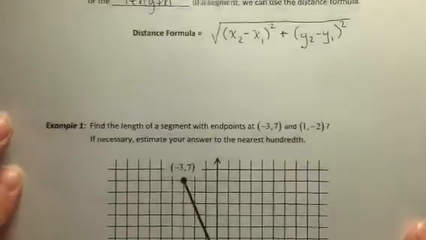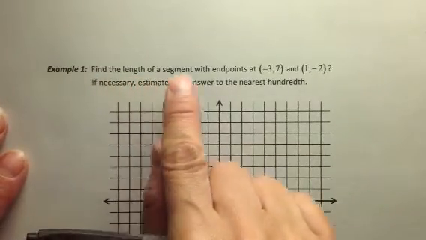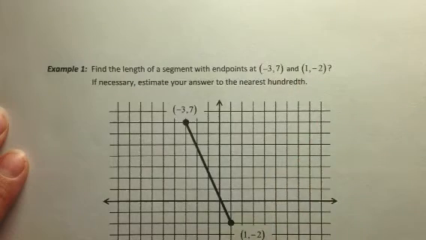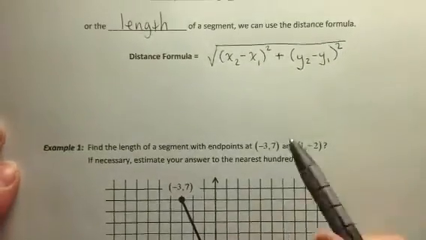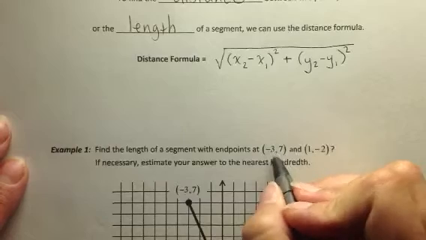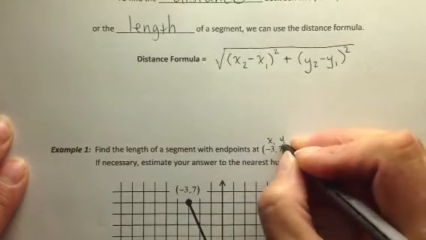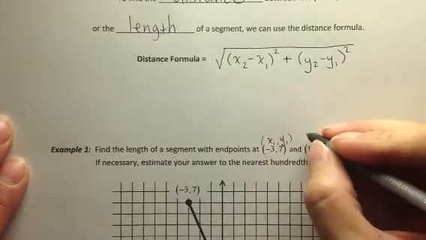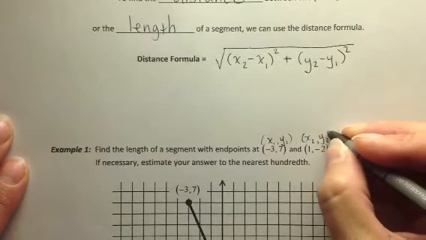So let's look down here at my 2 points. Let's look at this example. It says, find the length of a segment with endpoints at (-3, 7) and (1, -2). So they've given you the coordinates of those two endpoints, so I don't really need the graph actually. What I'm going to do is call this point 1, so this will be my x1 and this will be my y1. And then over here I'm going to call this point 2, my x2 and my y2.